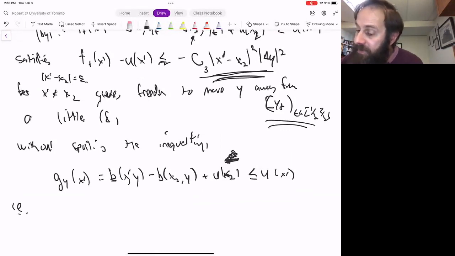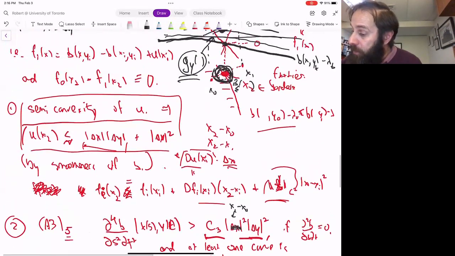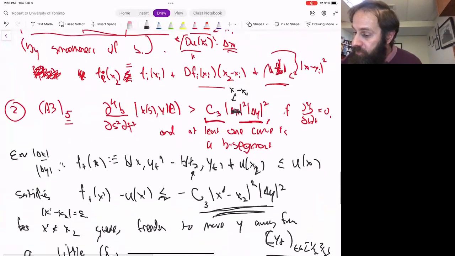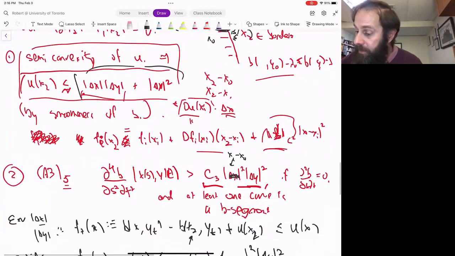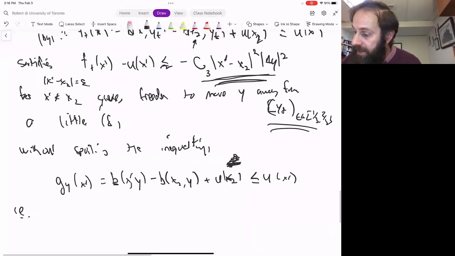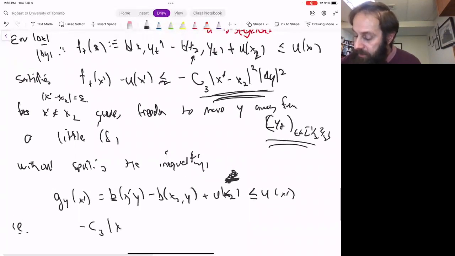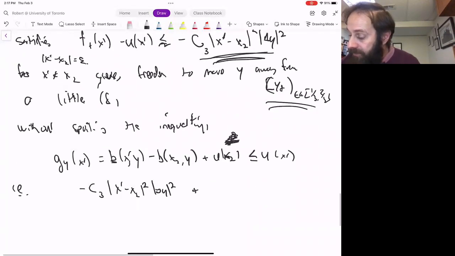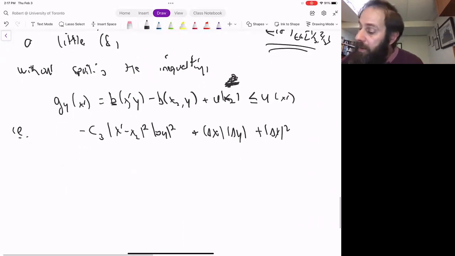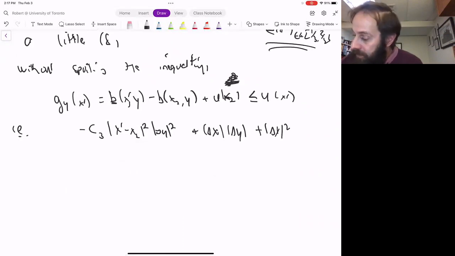and then I add to this the offset that I had to do to bump this up to make it go through here. And that offset is controlled by the thing that came in the semi-concavity estimate, this. And so we have minus C3 x prime minus x2 squared delta y squared. And then we bumped it up by something that was no bigger than delta x delta y plus delta x squared. Sorry, there's constants in front of here, but never mind. And what we like is for all these offsets to add up to something negative. And so what's the idea?